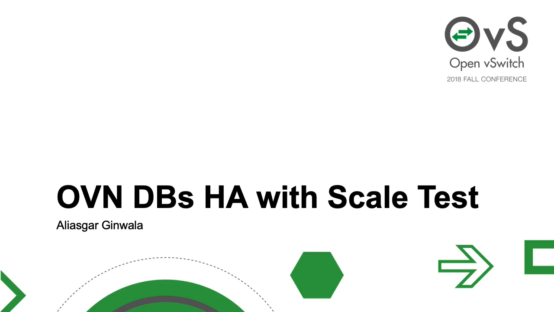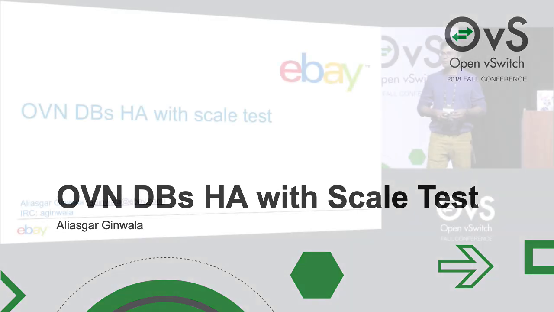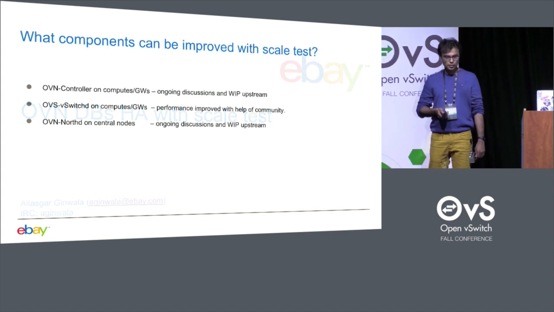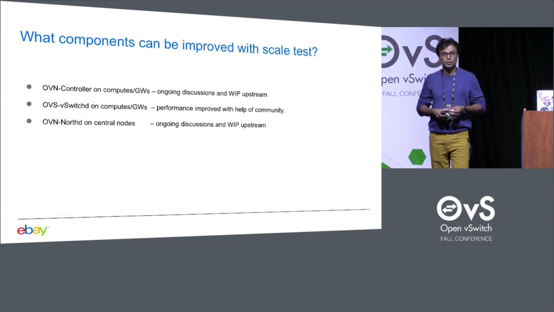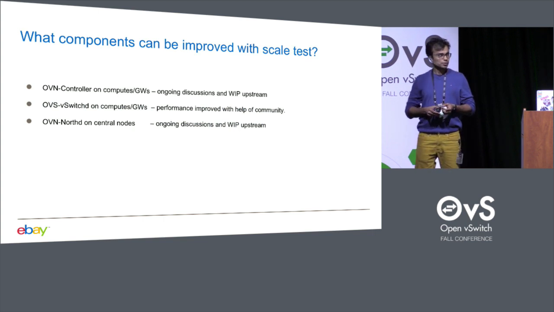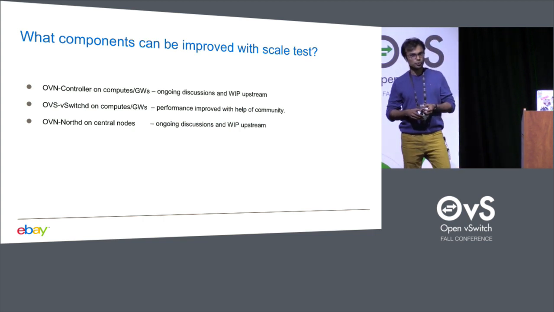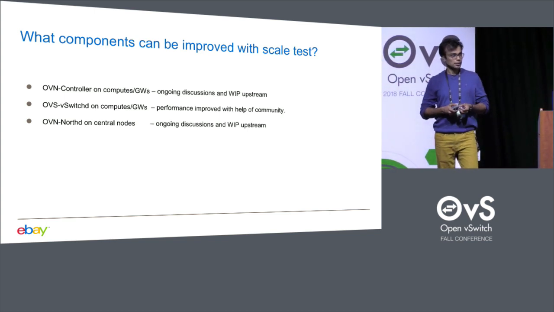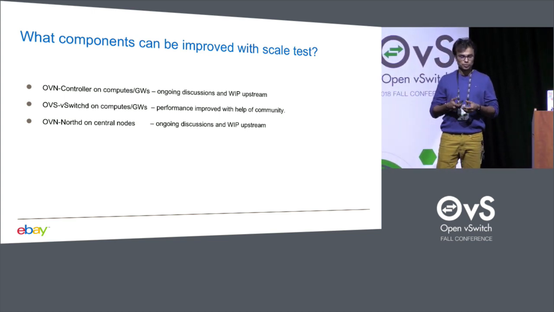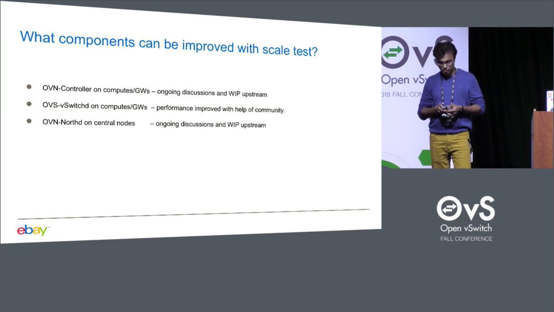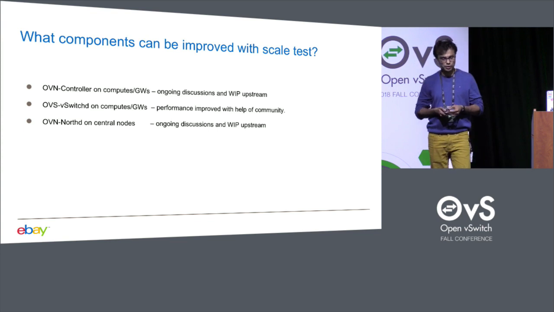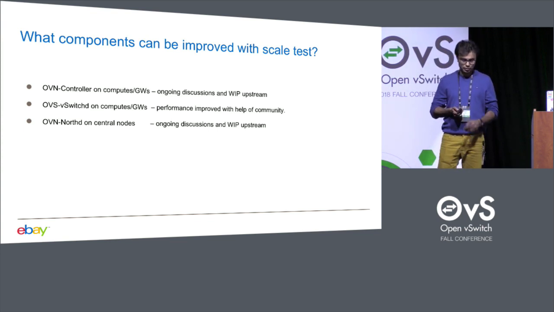Hi all, today we'll be talking about high availability for OVN DBs along with the scale test. Basically, we wanted to know what components, when we use scale, across OVN and OVS combined, can be improved. There are already talks in upstream and work in progress for some of the components, including the OVN controller processing that Han mentioned. And there is already some performance gain for some of the components, like ovs-vswitchd.